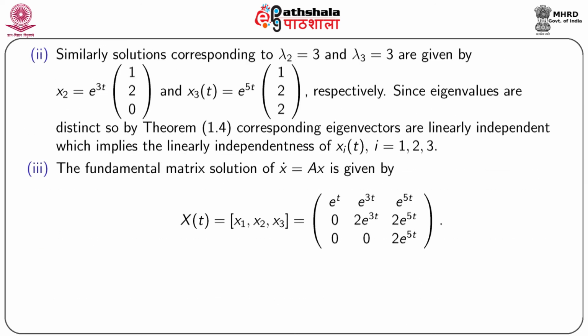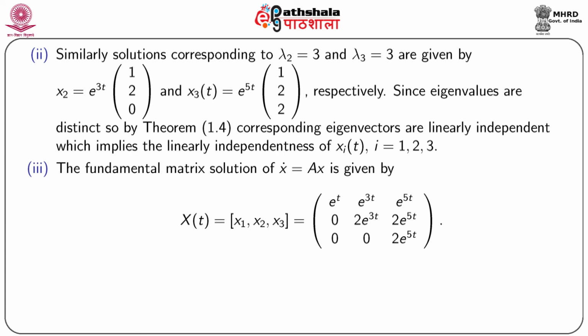Similarly, solutions corresponding to lambda 2 equal to 3 and lambda 3 equal to 5 are given by x2 equal to e to the power 3t times (1, 2, 0) and x3 equal to e to the power 5t multiplied by the column vector (1, 2, 2) respectively. Since the eigenvalues are distinct, by Theorem 1.4 the corresponding eigenvectors are linearly independent, which implies the linear independence of x_i(t), i equal to 1, 2, 3.